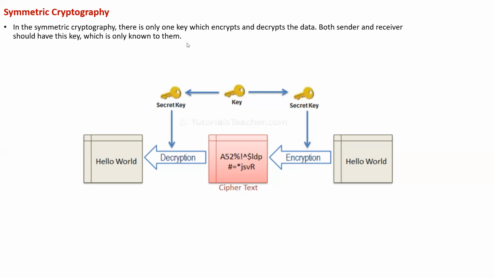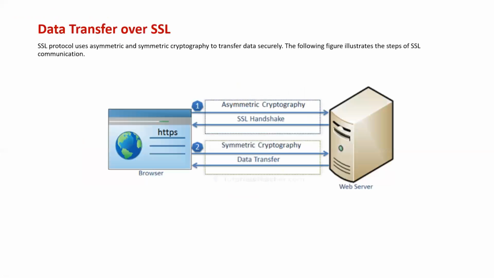If you look at the diagram regarding this HTTP session key, how the data is being transferred over SSL: the SSL protocol uses asymmetric and symmetric cryptography to transfer data securely. The following figure illustrates that the browser will send the request using asymmetric cryptography, that is the SSL handshake. SSL handshake is nothing but communication over SSL always begins with an SSL handshake. This SSL handshake is an asymmetric cryptography which allows the browser to verify the web server and get the public key and establish a secure connection before the beginning of the actual data transfer to the web client.